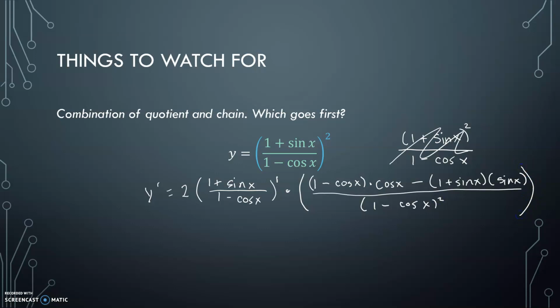There's a little bit of simplifying that can make this derivative look a little bit prettier. It's not going to be beautiful no matter what I do, but I can write it so that it's 2 times 1 plus sine of x. And then here I can see that I can distribute cosine through the parentheses. And I can distribute sine through these parentheses.